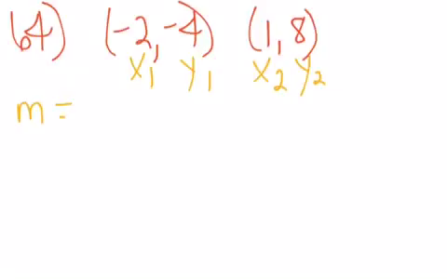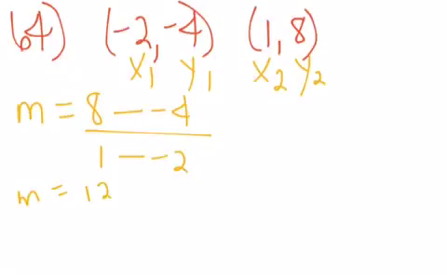So if you'll glance back at the slope formula, it says to do y2, which is 8, minus y1, which is -4, over x2, which is 1, minus, because it's in the formula, -2 because it's x1. 8 minus -4 is 12. 1 minus -2 is 3. So your slope is 4.